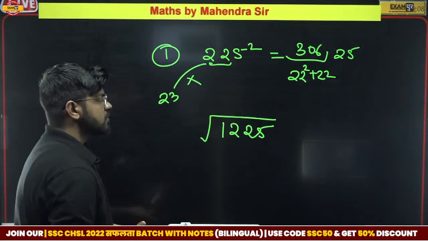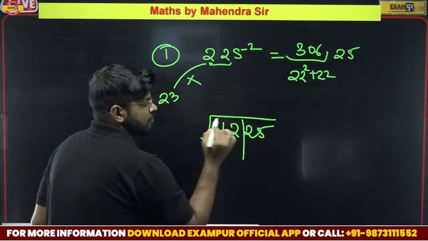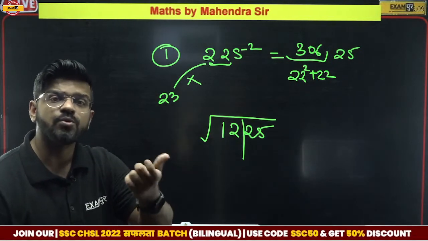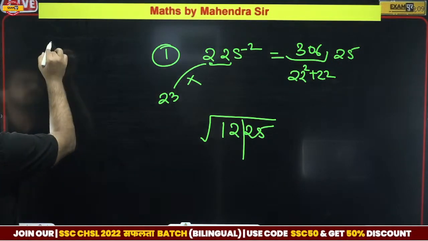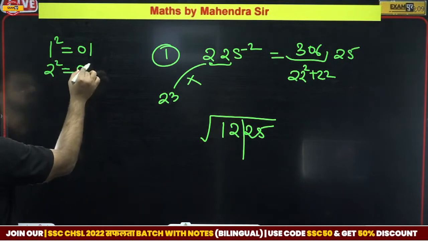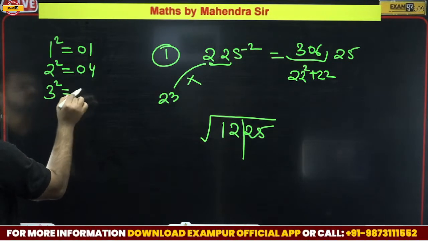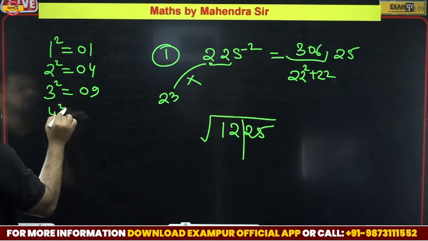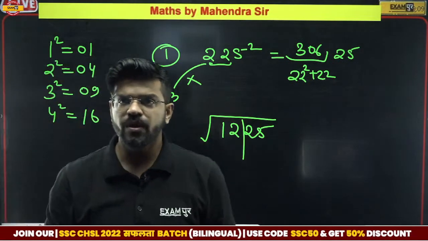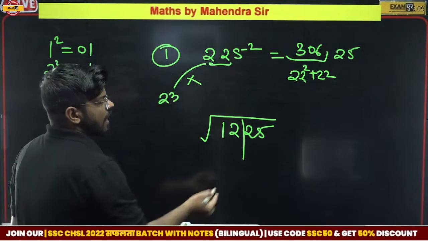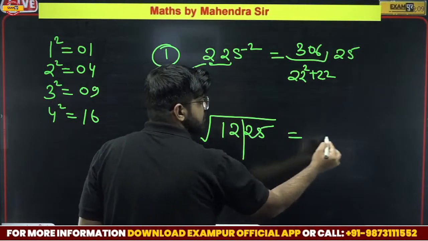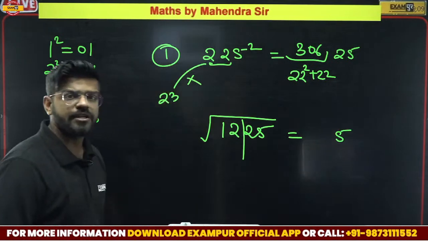Okay. So 1225, you know that for the square roots, one digit square will give you 2 digits. Square of 1 will give me 01, square of 2 will give me 04, square of 3 will give me 09, square of 4 will give me 16. So a 1 digit square will give me a maximum of 2 digits. That's why I am ending this by 2 digits. Here we have 25, that means my unit digit will be 5.